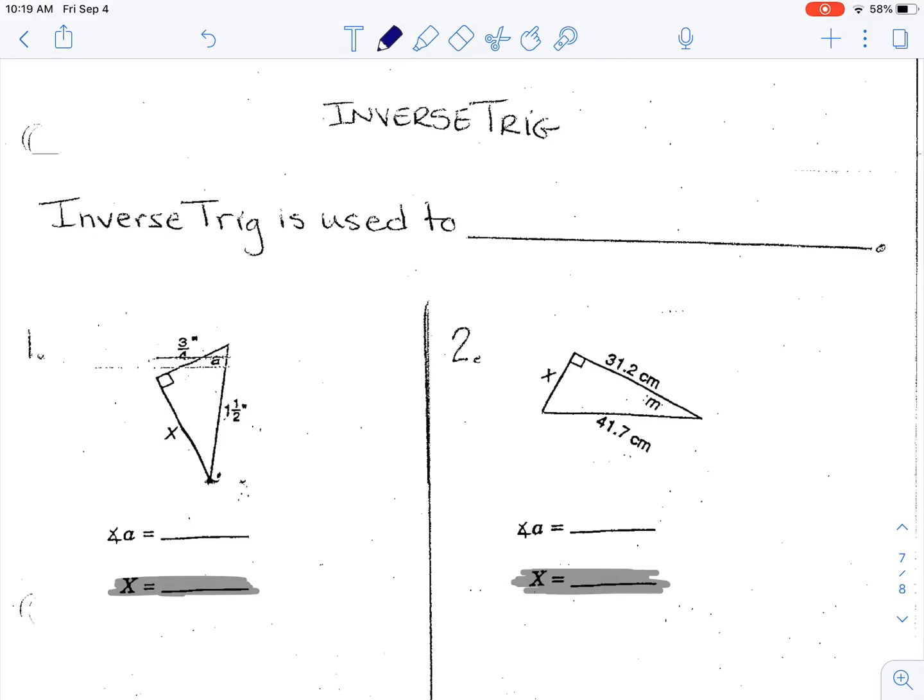We're going to talk about today something that's called inverse trig. All of the things that we've done so far are finding missing sides of a triangle. Inverse trig is used to find angles. So we're going to do a couple examples here. I've eliminated this part of it. I don't want to talk about that today. I just want to talk about finding the angle.